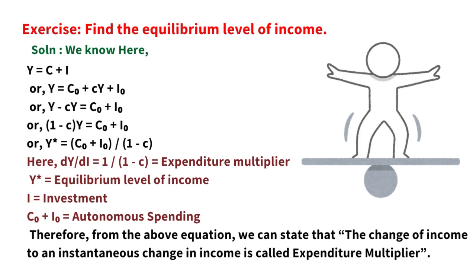Therefore, from the above equation we can state that the change of income due to an instantaneous change in investment is called expenditure multiplier.